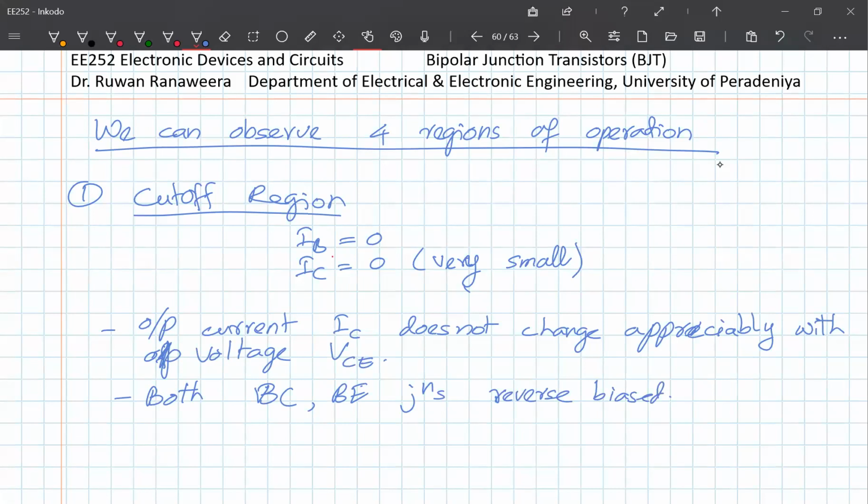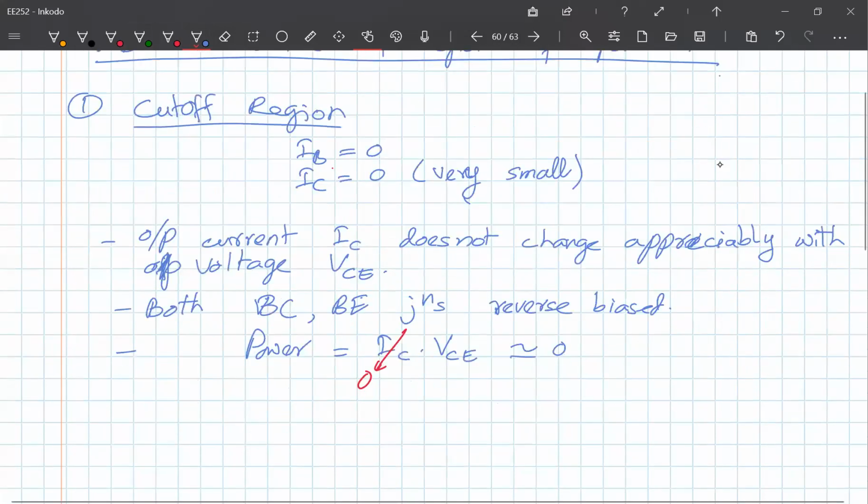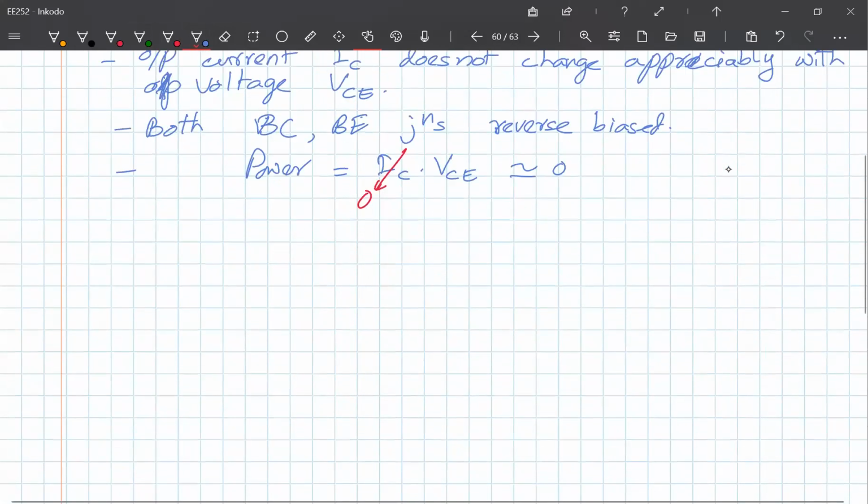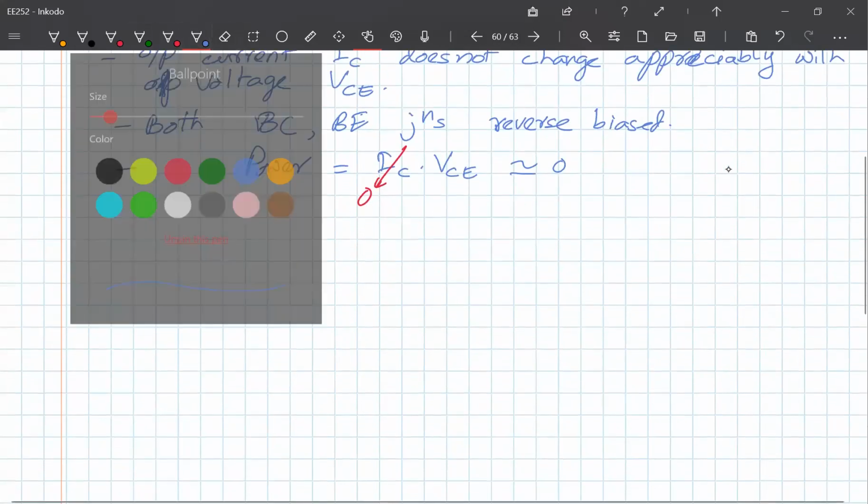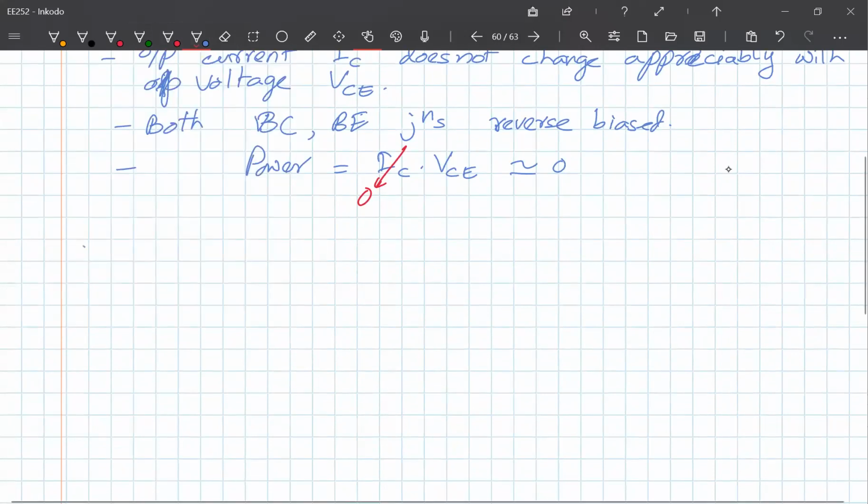So power in this, IC times VCE, because IC is very small, right? So therefore this is almost 0. No power is dissipated. Okay, no power is dissipated. So nothing happens really. Second region is called the active linear region.